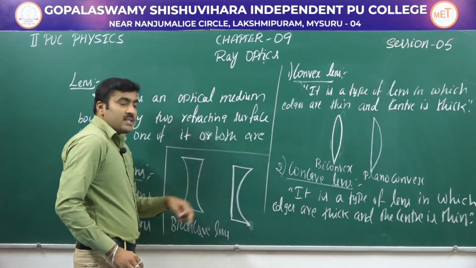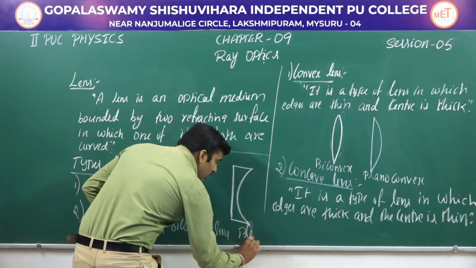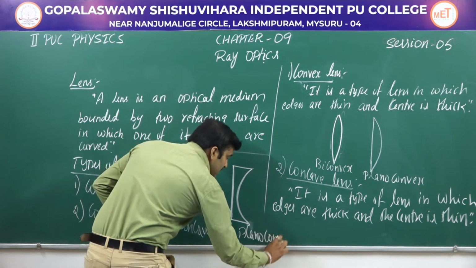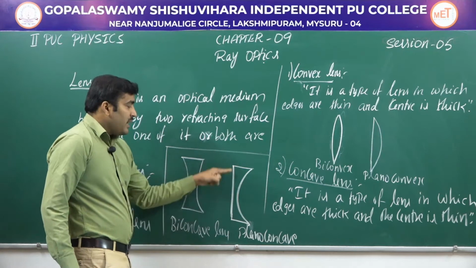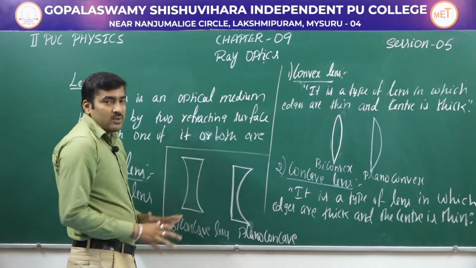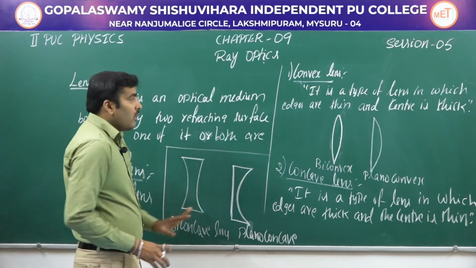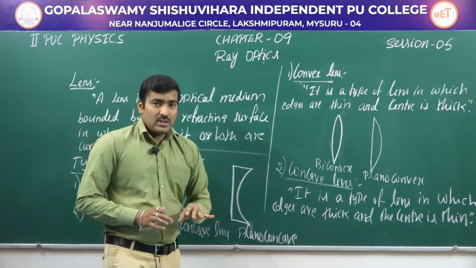So this is nothing but a plano-concave lens. This is a plano-concave lens because one surface is plane and the other surface is a concave surface. So this is a plano-concave. Well, so these are the types of lenses.